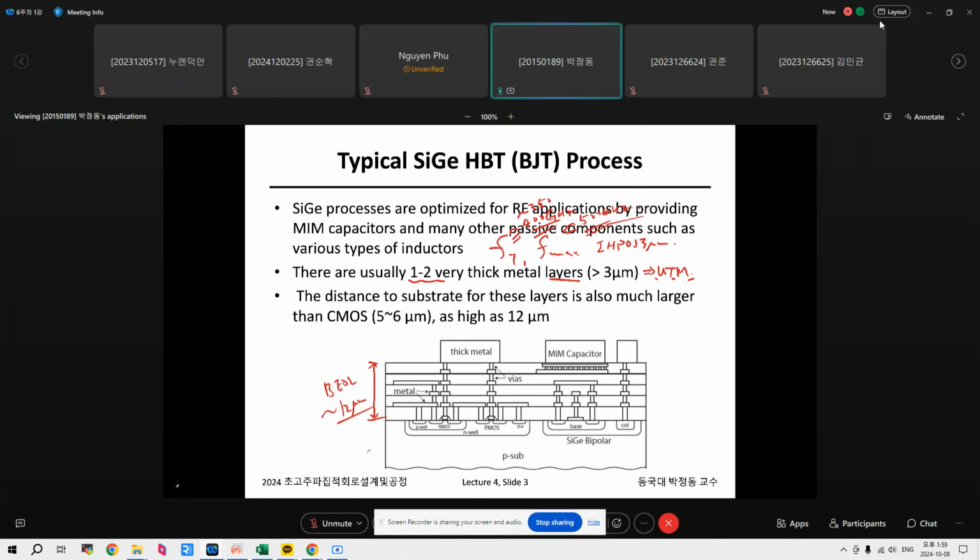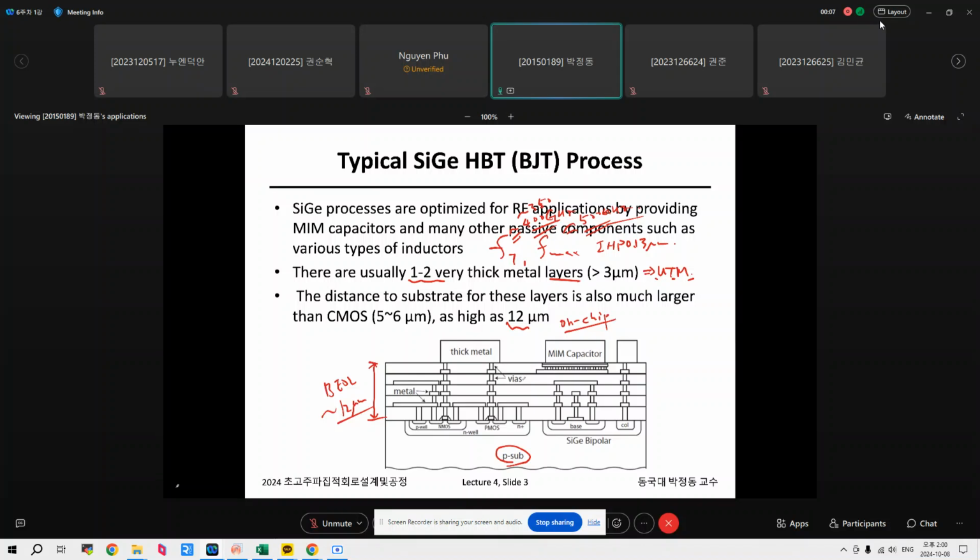Because if the dielectric thickness is thicker, the loss caused by the lossy substrate will be drastically reduced. And also, more importantly, on-chip antenna, okay? When you design an on-chip antenna, this high thickness provides much better radiation efficiency. This is very important, okay?